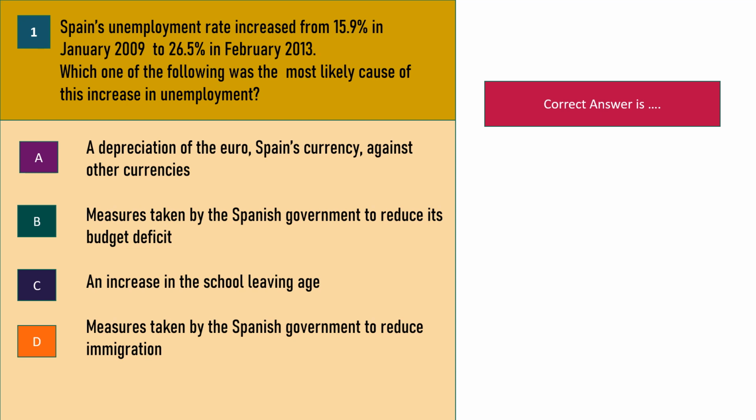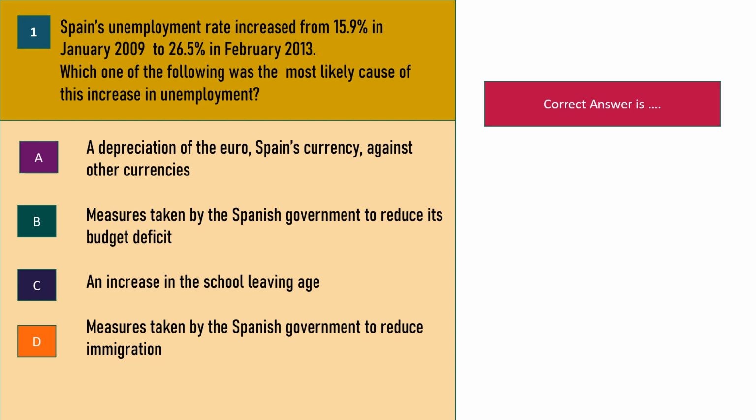Let's see option C, an increase in the school leaving age. As we all know, when the school leaving age increases, the labor force will fall. Labor force falling means the unemployment rate will fall, but here the unemployment rate rose from 15.9% to 26.5%. So option C we can also reject. Then option D, measures taken by the Spanish government to reduce immigration. Actually, if immigration is reduced, the labor force will fall and unemployment will fall, but here the unemployment rate has risen. So option D is also wrong.